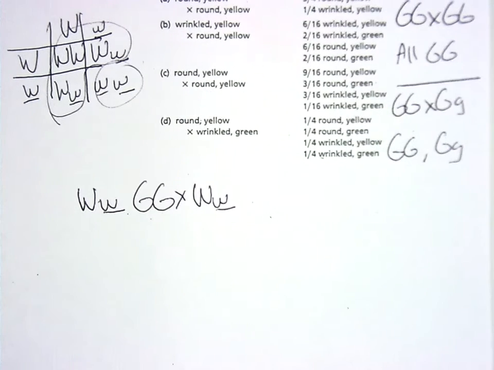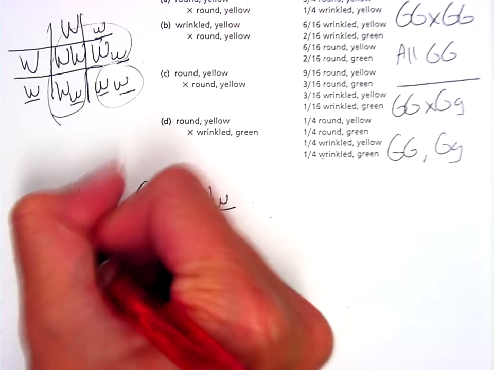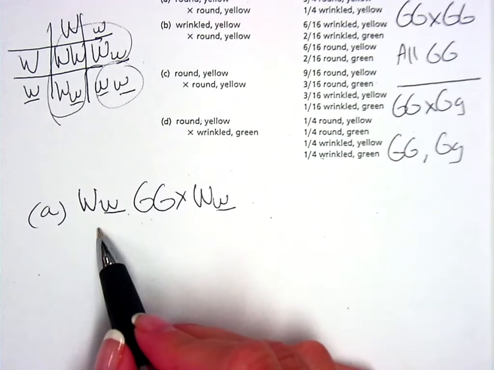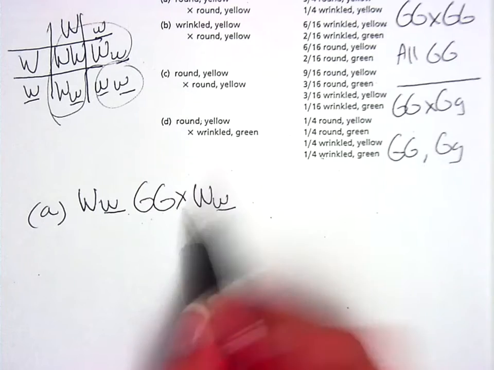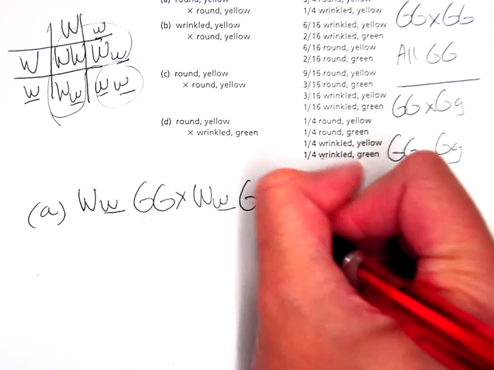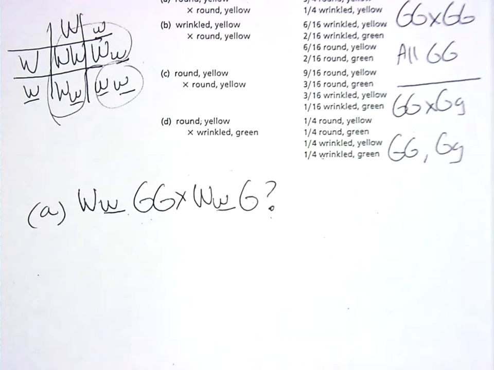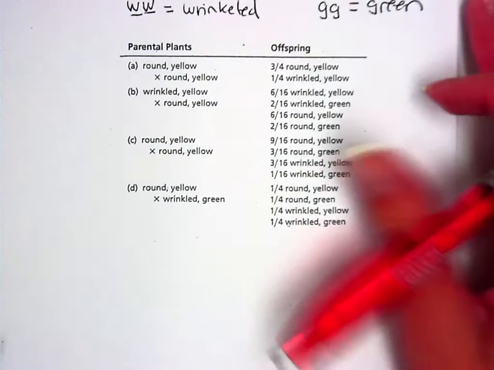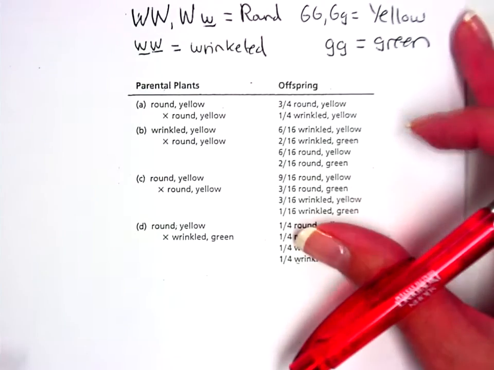So in this case, your answer to part A, you can say, okay, we know one parent is going to be big W, little w, big G, big G. But the other parent could be big G, big G or big G, little g. That's what we can tell so far. Now let's look at the next cross. In this situation, we've still got these same traits.